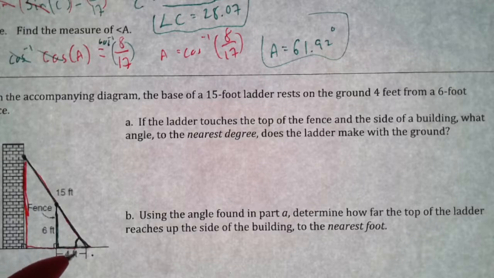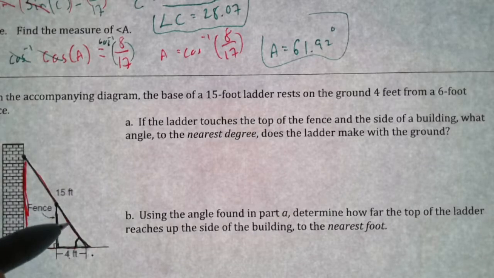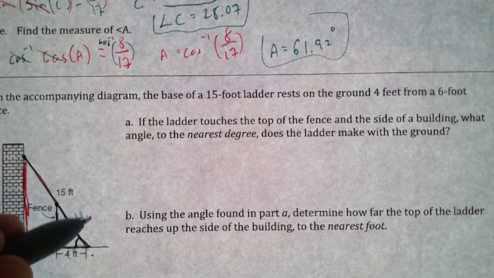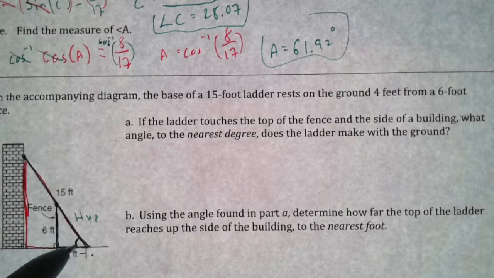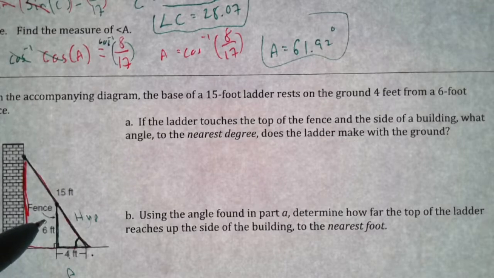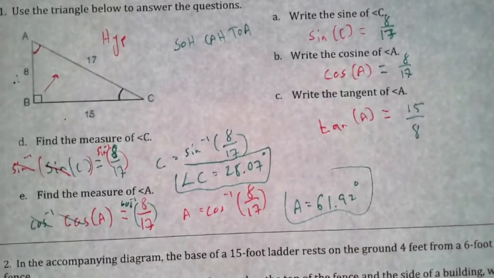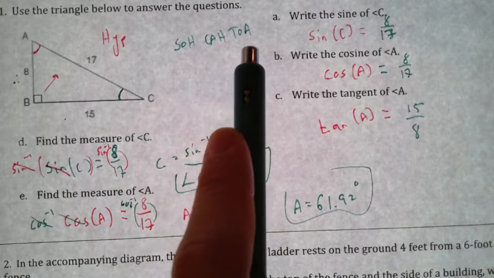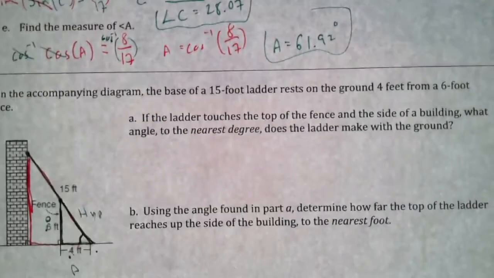But I do have 2 sides for my smaller triangle, 4 and 6, so I can use those to find the missing angle. So for this, my hypotenuse is over here. Adjacent is right next to it. Here's my adjacent. And opposite is my 6-foot. Opposite is right over here. I have opposite, I have adjacent. That means I'm going to use tan, which uses opposite and adjacent.